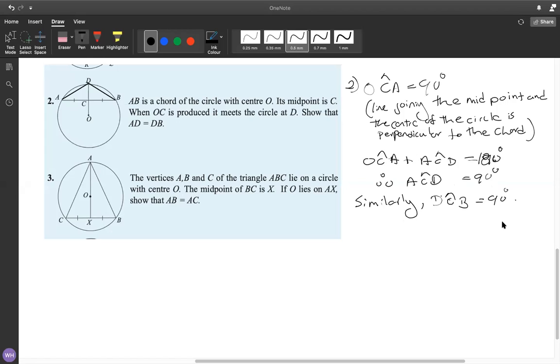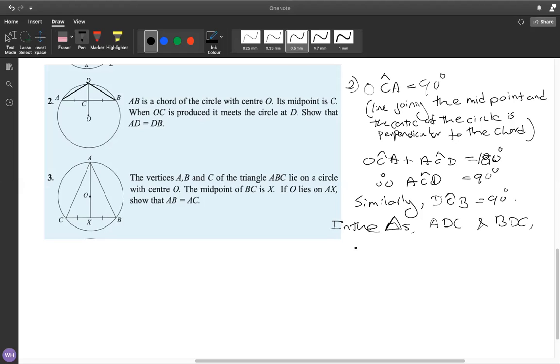So then how can you show that the two are equal? You can use the case SAS, right? How can you use that? The side AC. First, we'll write it the nice way. You can go for the proof. In the triangles ADC and BDC, what's happening in here?